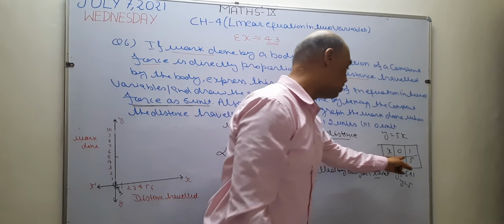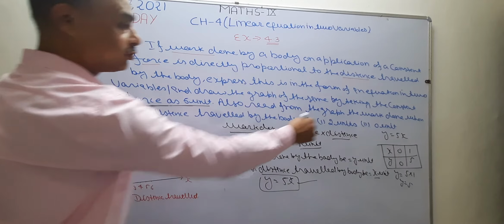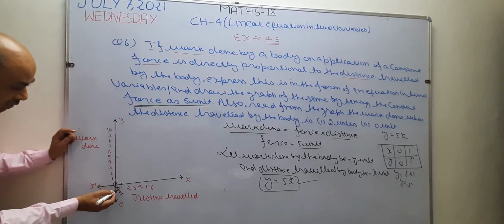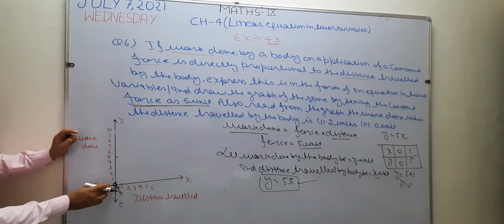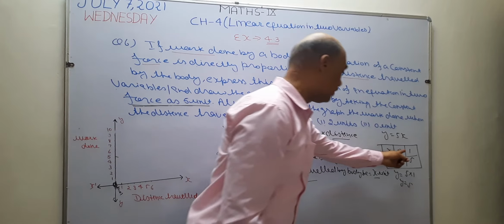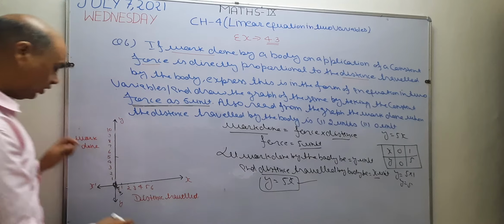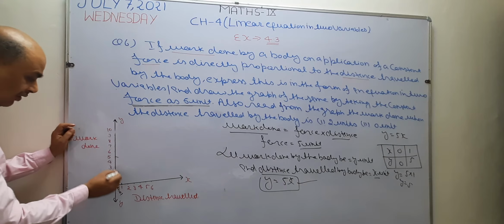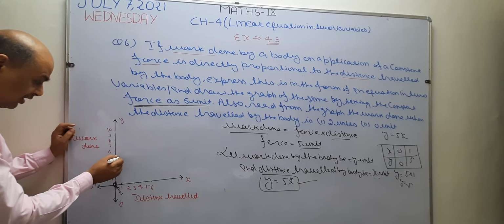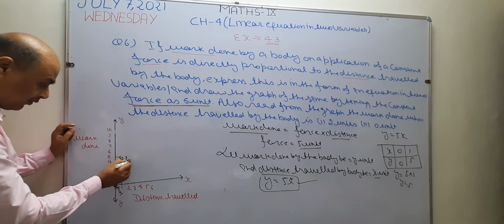Now I want to represent this solution on the graph. So first point is 0, 0. So this 0, 0 is going to represent the origin. After that, x value is given 1 and y value is 5. So x value is 1 here and the value 5 is here. So this is going to be represented by the point 1, 5.